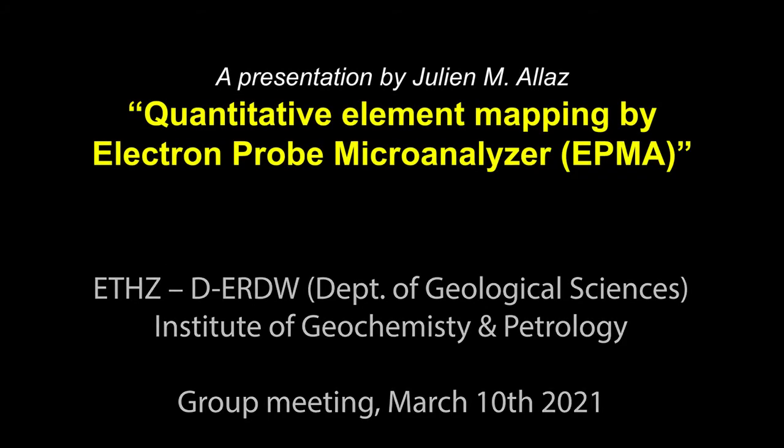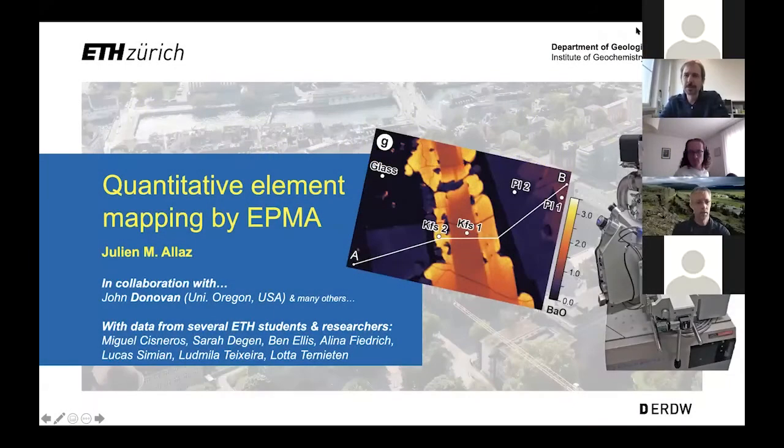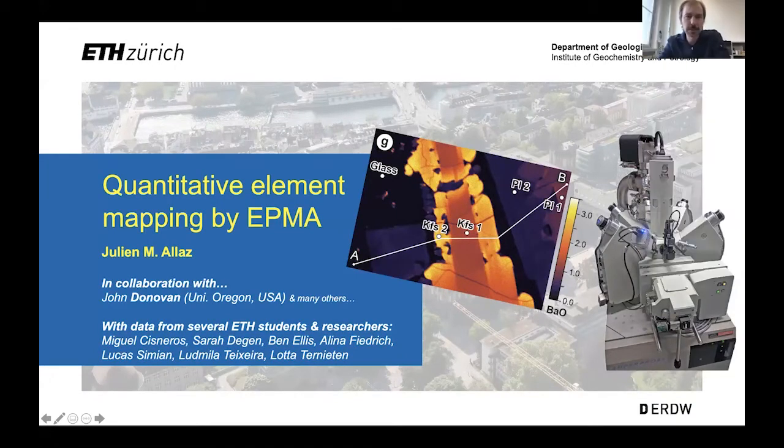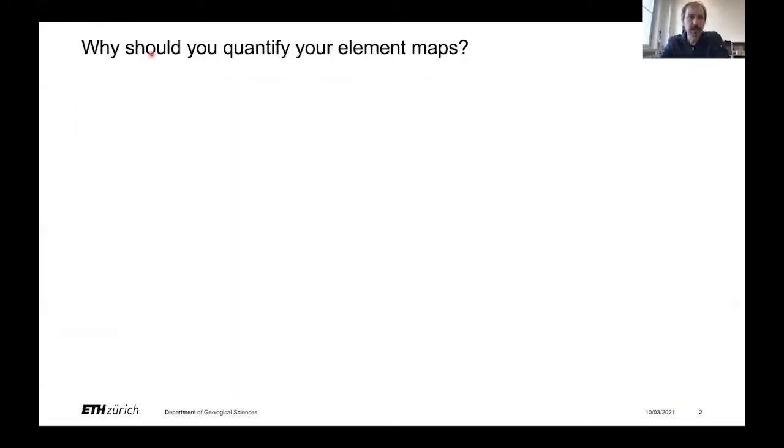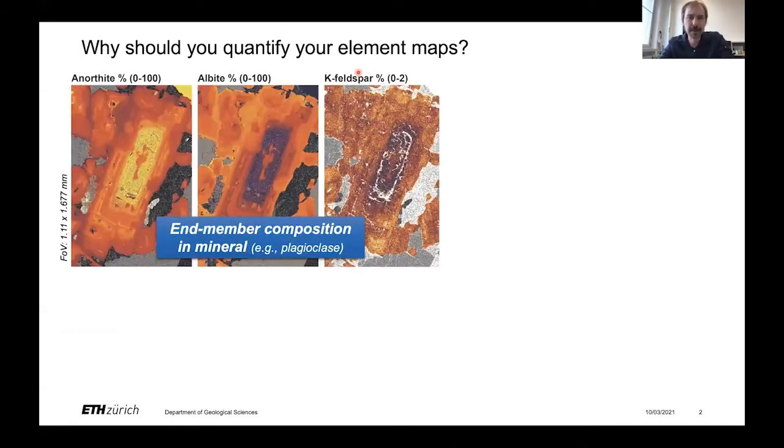Today, I just wanted to give you an overview of some recent advances that we made related to quantifying element maps. Why should we actually quantify our maps? So I'm just going to throw here some basic examples. First things first, if you have element maps of calcium, sodium, potassium, you can easily pull out the end-member composition in some minerals. For instance, here in a beautiful plagioclase from the Adamello tonalite.